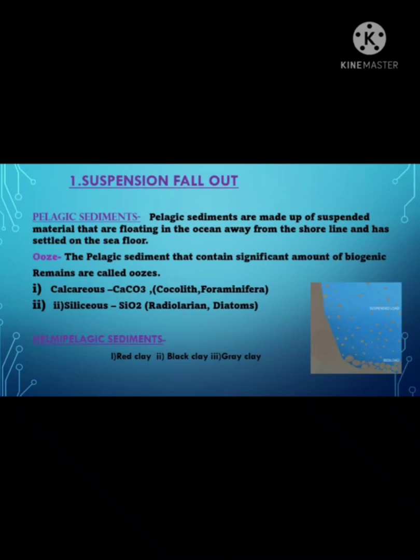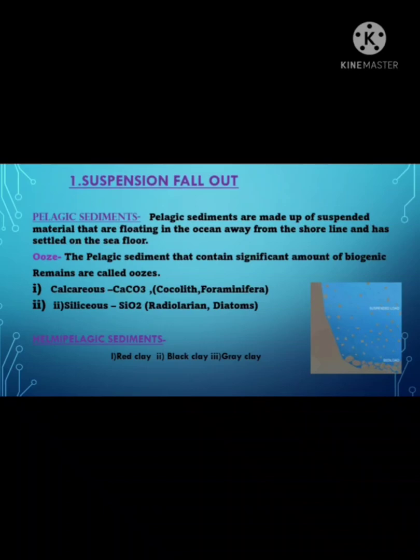Pelagic sediment and hemipelagic sediment. Pelagic sediments are made up of suspended material that is floating in the ocean away from the shoreline and has settled on the seafloor. Now define ooze. Ooze is pelagic sediment that contains a significant amount of biogenic remains. These are also of two types, calcareous and siliceous. Their example is given here.